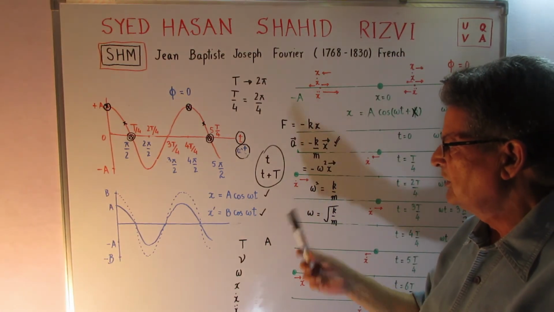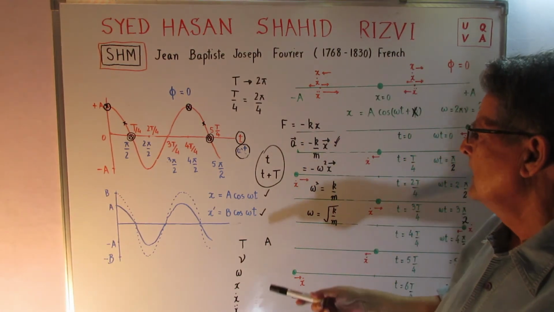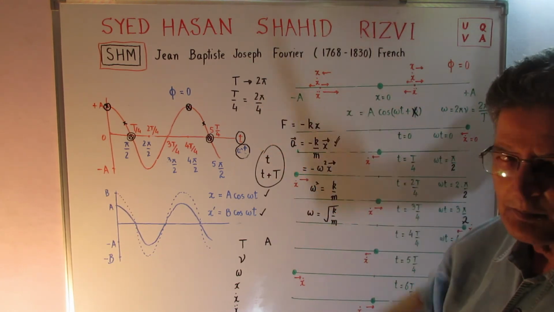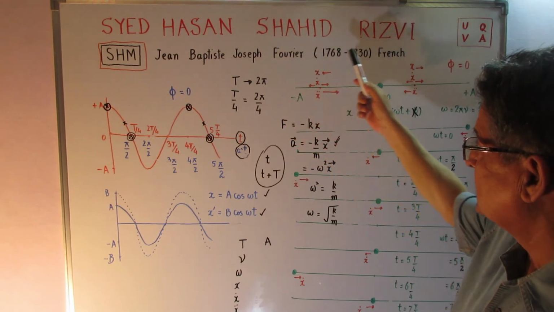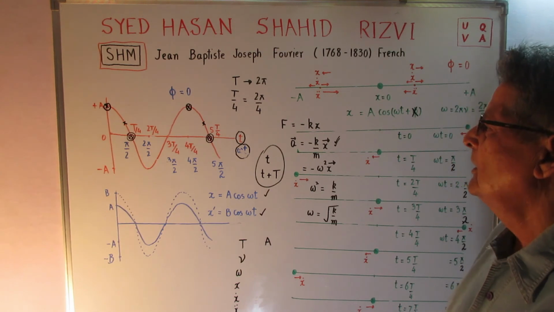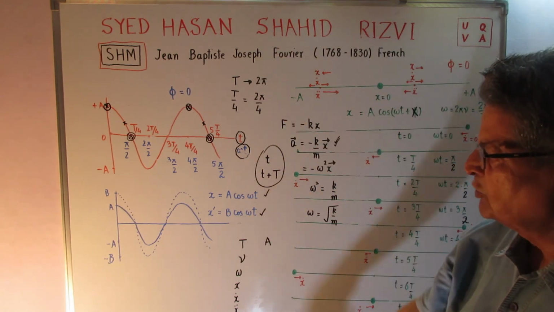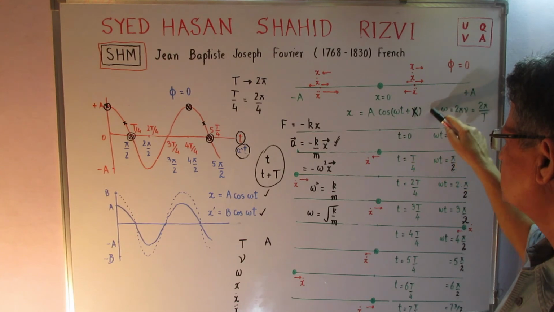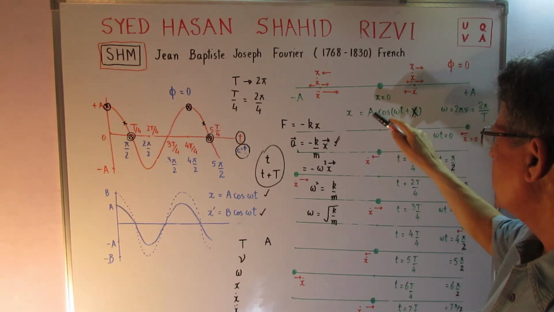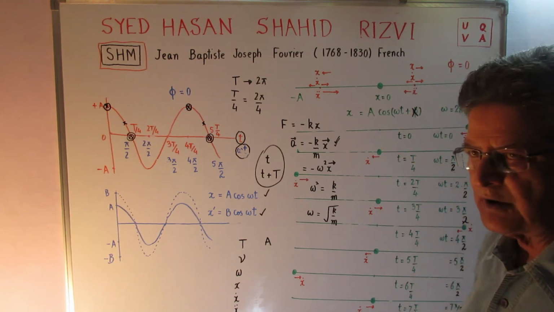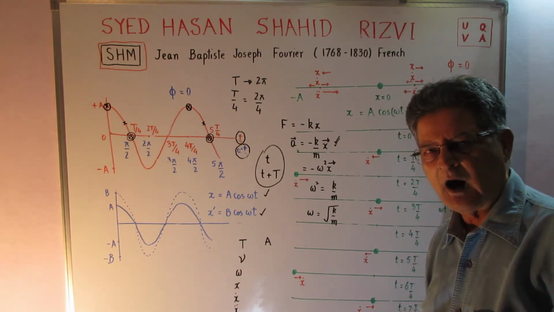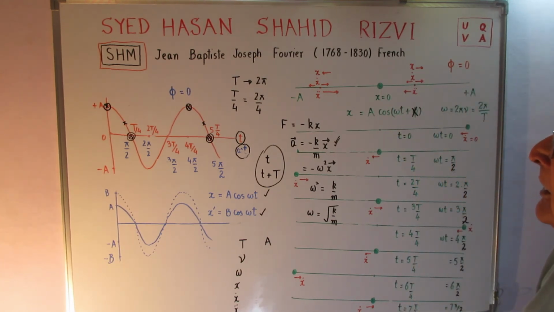So friends, boys and girls, ladies and gentlemen, I have explained to you what simple harmonic motion is. I've written the name of the father of simple harmonic motion here, Fourier, and I have told you how simple harmonic motion can be understood in terms of an equation of this kind: x is equal to a cos of omega t plus minus phi, x is equal to a sin of omega t plus minus phi, or delta, or alpha, or beta, anything you like.